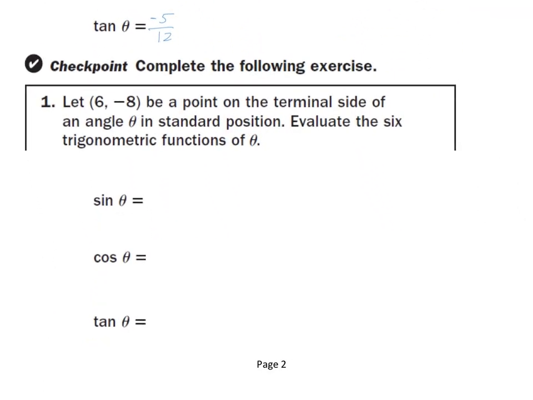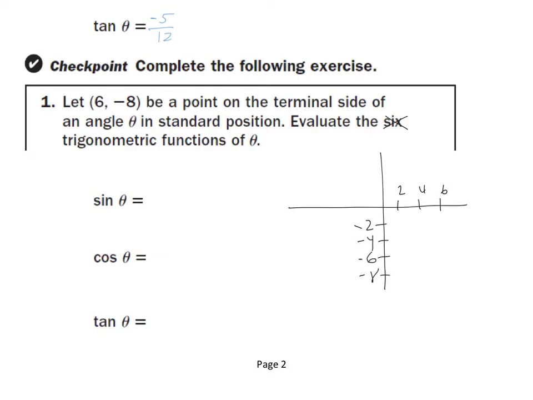A checkpoint here has you doing something very similar. It says, hey, (6, -8) is on a terminal side of angle theta in standard position. Come up with those. We're not going to do all 6. We're just going to do the 3 trig functions. So what I would do here is I do my best to figure out where (6, -8) was. So let's see, it's count by 2s. That'll be 2, 4, 6. This will be -2, -4, -6, -8.